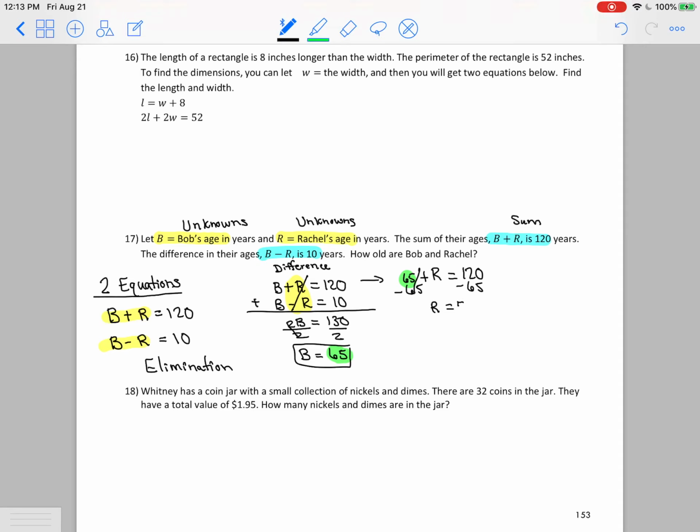And therefore R is equal to 55. Okay, so if we go back up here and remind ourselves what the question asks, how old are Bob and Rachel? Well, we've pretty much covered that, haven't we? So we know that Bob is 65 years old and Rachel is 55 years old.